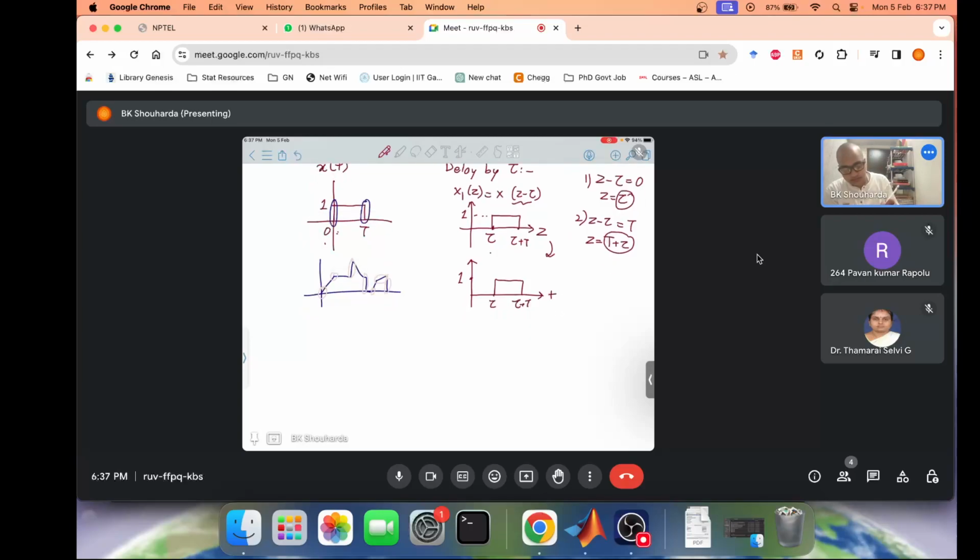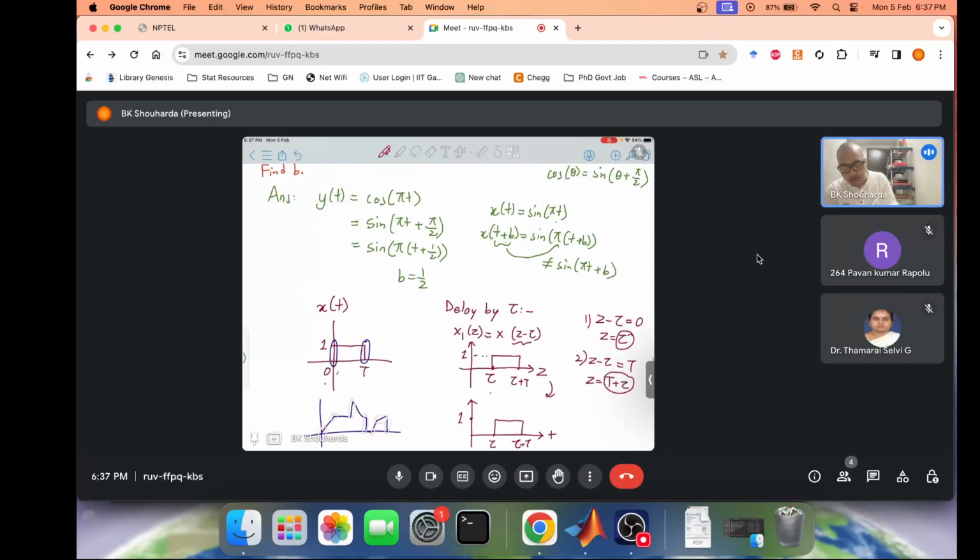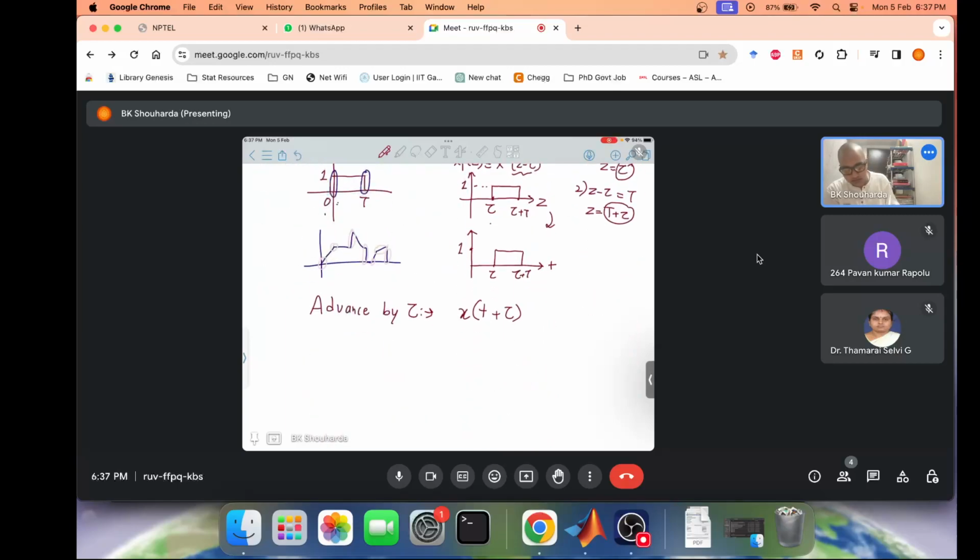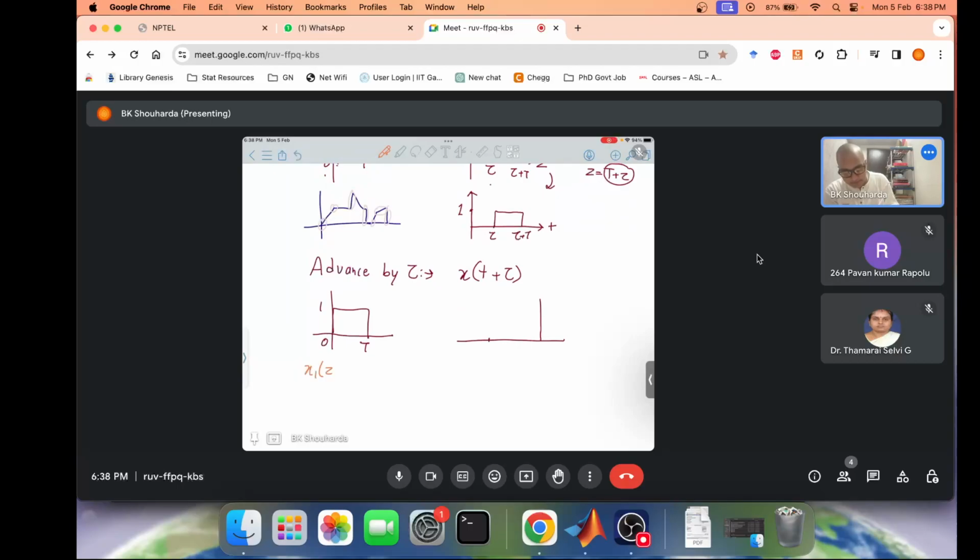But let's say you advance a signal, advance by capital tau. How does it look? X of t plus capital tau, and in all our conditions we are assuming tau is greater than 0. So how does it look like? Once again we take our old signal, and now when we shift it back, we go backwards. What will we do over here? Let us again use that policy. X1 of z is x of z plus tau.